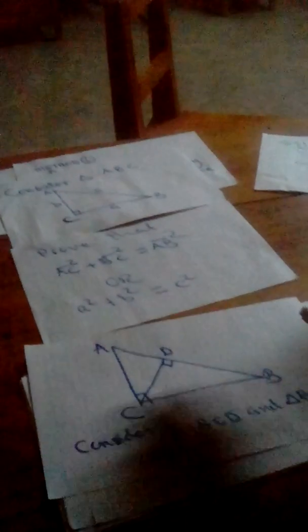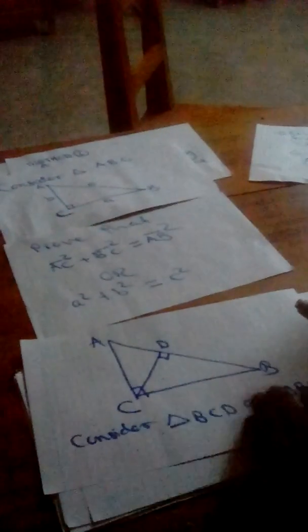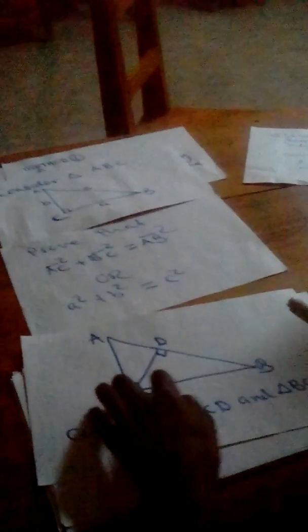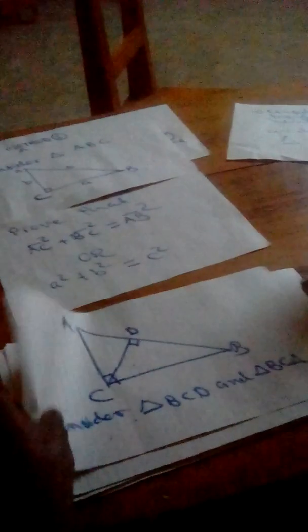We want to show whether the triangles are similar, and we will use the statements that we obtain from the proof that this small triangle is similar to the bigger triangle to prove the Pythagoras theorem. So let us begin with triangles BCD and BCA. So this is how we do it.